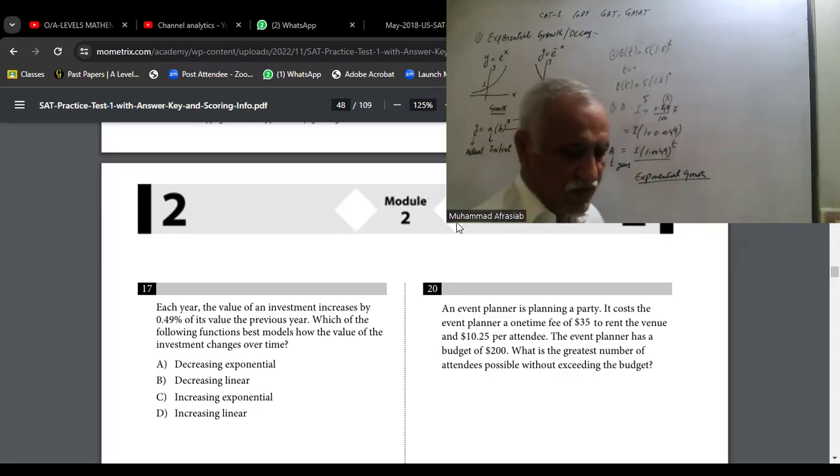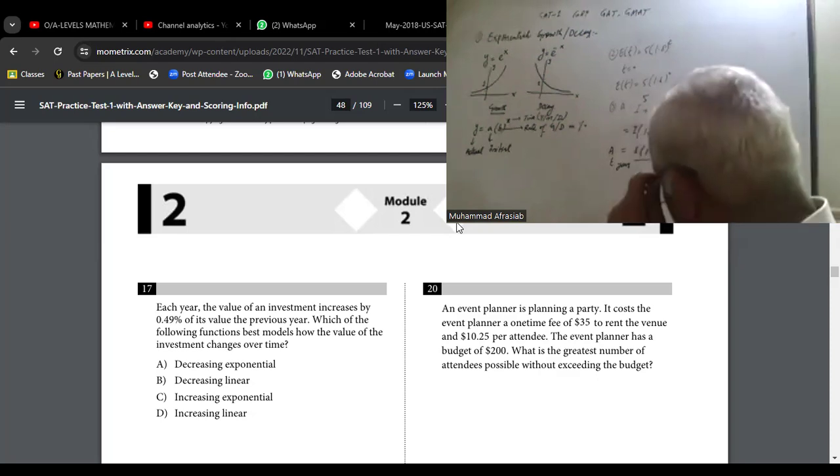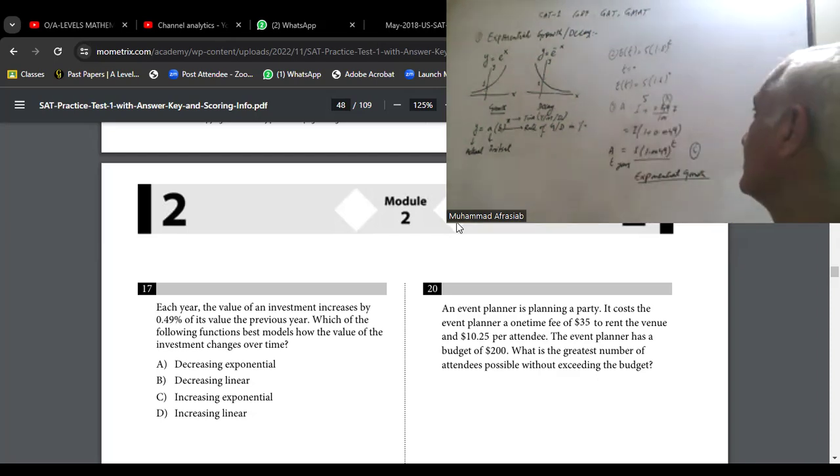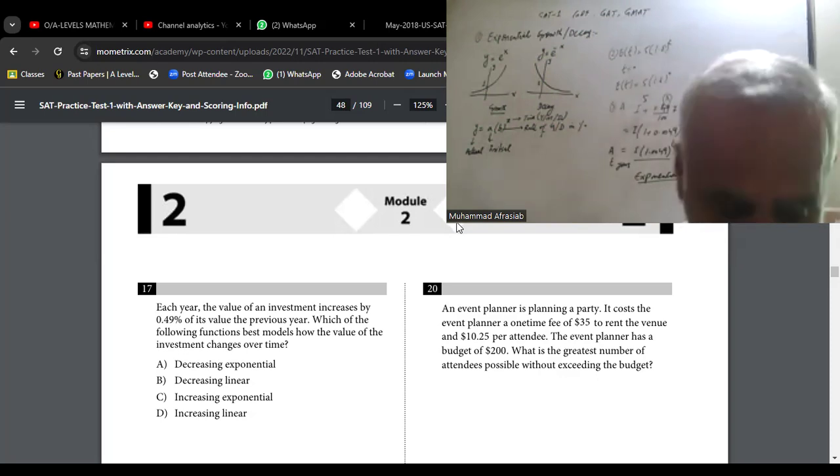Now we will look at the answers. A, decreasing exponentially, which is wrong because the amount is increasing. B, decreasing linear, is crossed because it is not a linear function. C, increasing exponential, is true because this is the equation according to exponential growth. And D, linear increasing, is not a linear function, it is not a straight line. So only C is the right choice for this exponential growth or decay.